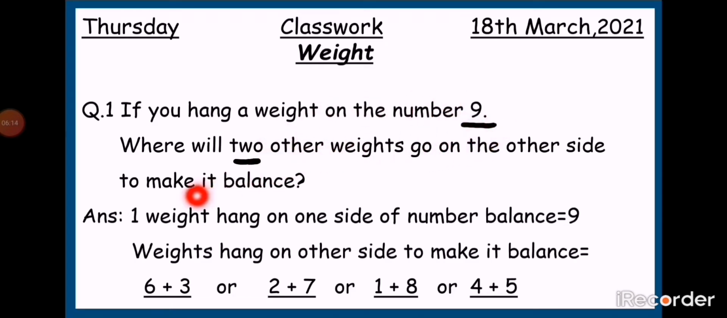Now, first we will start the question from the statements. Do you know what is the first number present in the question? Yes, number 9. And what is number 9? Weight. Hang on number 9. So we will write the first statement by using the first number present in the question: one weight hang on one side of number balance is equal to 9. Now, where will two other weights go on the other side to make it balance? This one we have to find out. So the second statement we will take from here: weight hang on other side to make it balance is equal to.